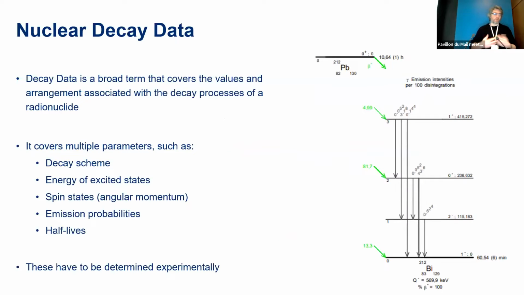Then we have decay data, which I already said is a broad term. These are the values and arrangements associated with the decay process of the radionuclide. It covers multiple parameters such as the decay scheme, the energy of the excited states, spin states, though possibly many people don't use this in normal practice, emission probabilities, which people definitely do use in practice a lot, and half-lives. And these have to be determined experimentally, and they're all measurable quantities.